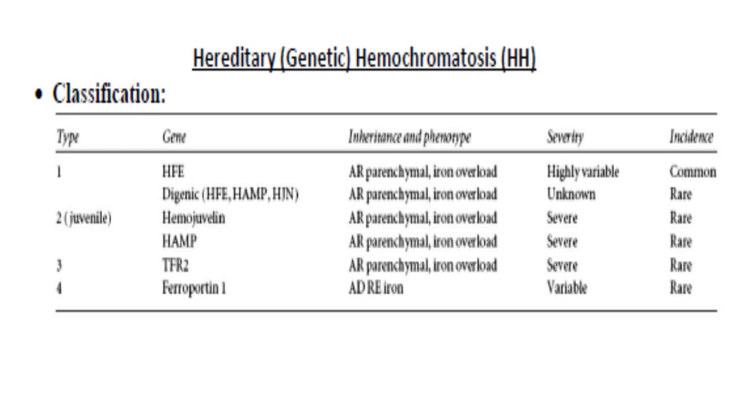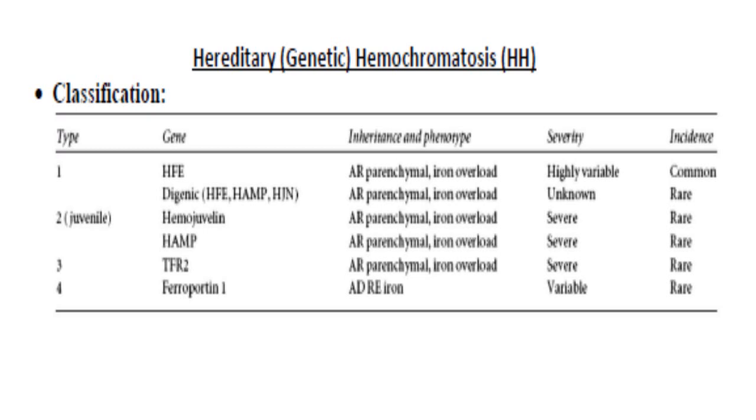Clinically, this type is manifested by cardiac manifestations, hepatic manifestations, endocrine manifestations, and the bronzed color of the skin. This is the cause of naming this type bronzed diabetes. There is also arthritis and joint manifestations.